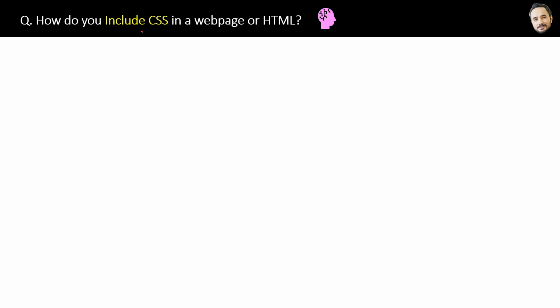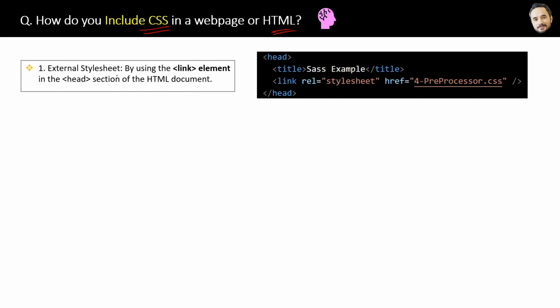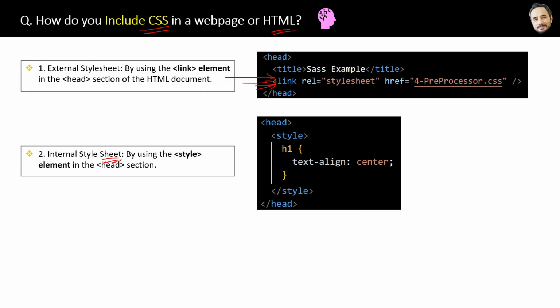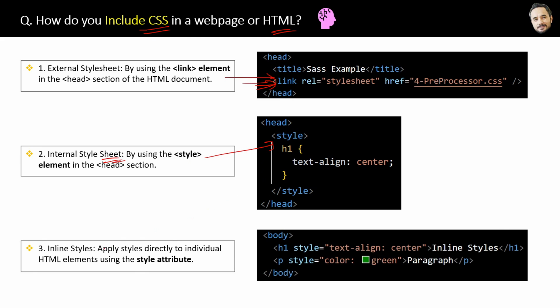This is a very short question. How do you include CSS in a web page or HTML? This is like an indirect question, or sometimes they ask questions in a different way. But I already covered this in previous questions, and these are the three ways. First is by implementing the external style sheet. We can include it by using the link element in the head section. Second is by using the internal style sheet by using the style element in the head section. And third is inline styles. Apply styles directly to an individual element using the style attribute, but this is the least recommended way.